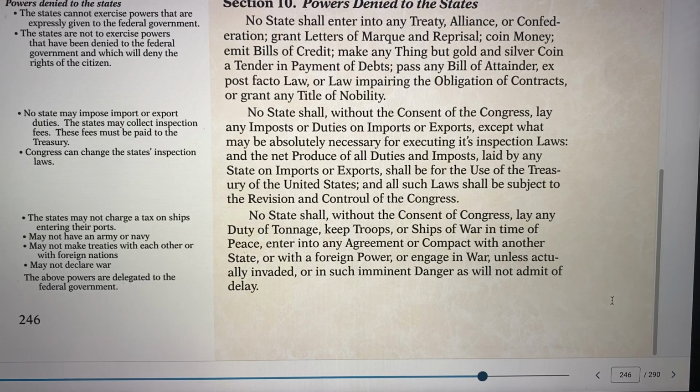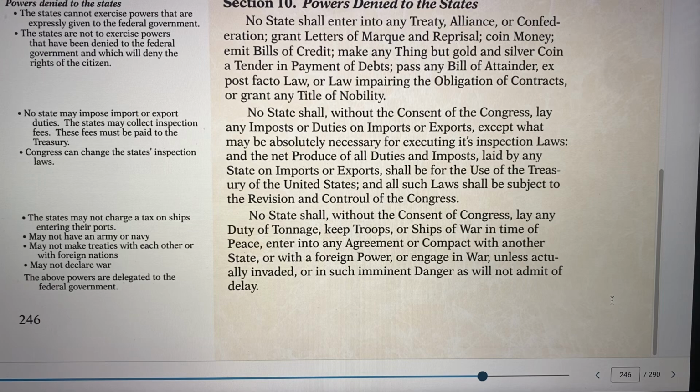No state may impose import or export duties, that's money. The states may collect inspection fees, but these fees must be paid to the treasurer. So a state cannot take money from imported or exported goods, those duties, and the inspection fees must be paid. Congress can change the state's inspection laws, though. So the states may not charge a tax on ships entering their ports. So if a ship comes in their ports, they can't tax them, right?